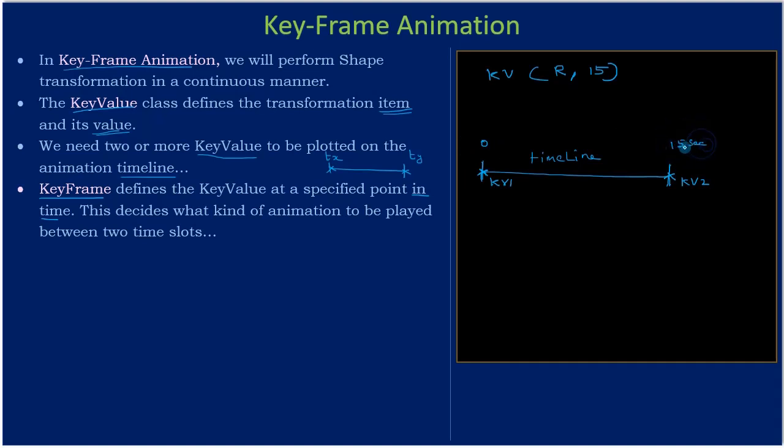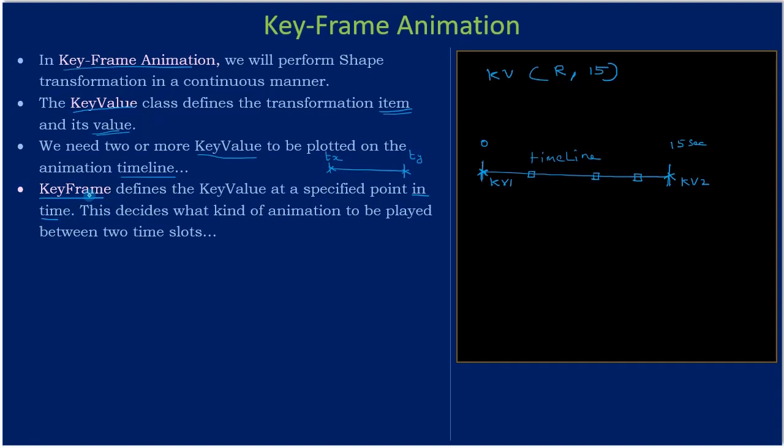So key value 1, when it is applied to a specific timeline, we can call that as a keyframe. So keyframe can be defined at multiple places. So this keyframe may change the transformation. So first it may be a translate, then it can be a rotate, and at some point it will be scale. So that's what here we are talking about. Keyframe defines the key value at a specified point in time.